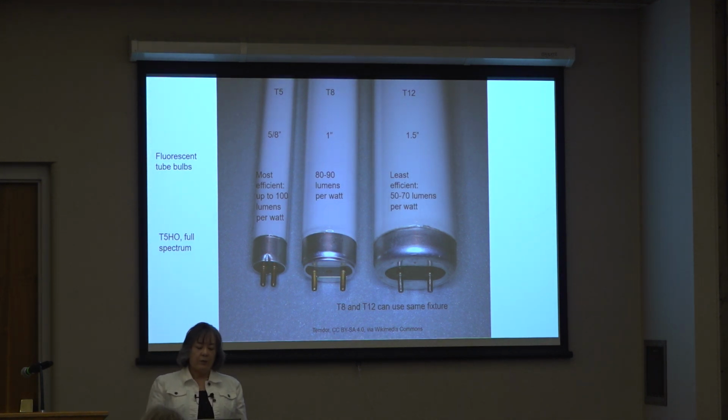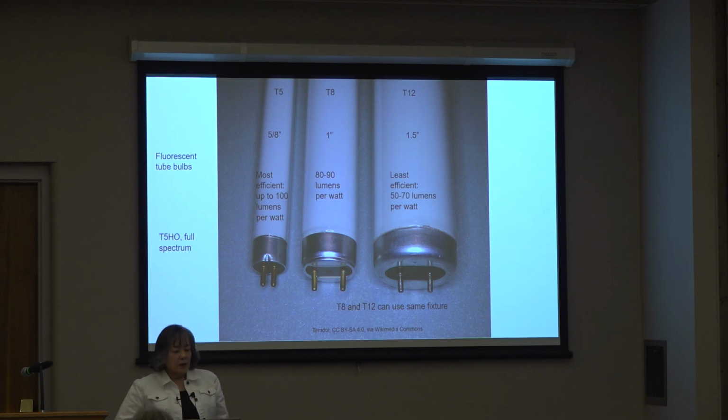We've got 3 different types of fluorescent lights that are out there. Going across from left to right, we have the T5s, the T8s, and the T12s. Let's start off with the T12 on the right. That's the older of the bulbs, and it's got a diameter of about 1.5 inches, so we're seeing less and less of this, and that's the least efficient in terms of energy. It produces 50 to 70 lumens per watt.